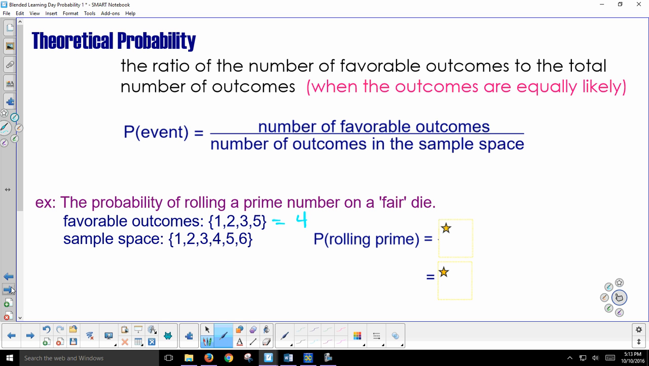So the number of favorable outcomes is 4, and my sample space is 6. There are 6 items, 1, 2, 3, 4, 5, 6 in my sample space. So the probability of rolling a prime is going to be 4 over 6. And of course, we're always going to reduce our fractions. I notice that 4 and 6 are both even numbers, so I reduce that down to 2 over 3. So the probability of rolling a prime number is 2 over 3.